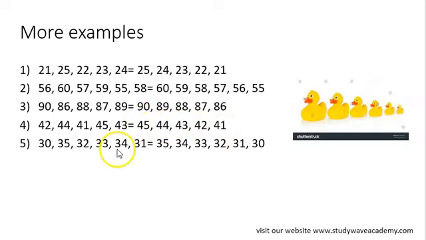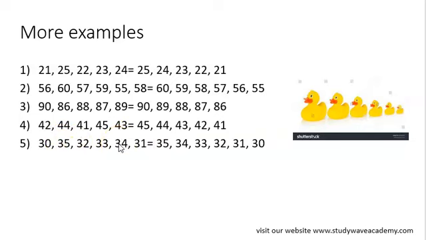Now we're going to move to the next question. Number 5, we have 30, 35, 32, 33, 34, and 31. We are first of all going to do what? Identify the biggest number first. So the biggest number there is number 35. So before number 35 we have number 34.